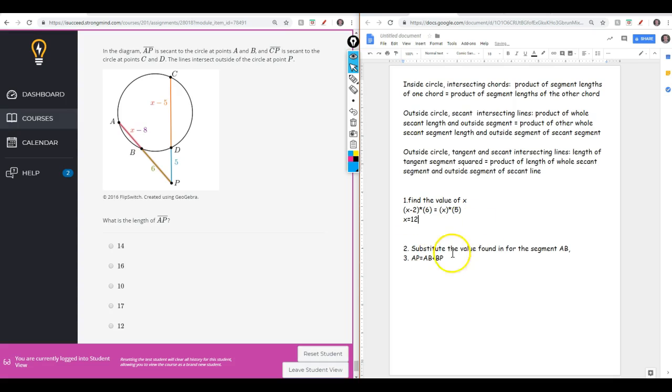And now step 2 is substitute the value found for x for segment AB. So segment AB equals x minus 8. So if I substitute what we found for x, which was 12, we have 12 minus 8, which equals 4. So now we know that AB equals 4. So now again we can substitute that in. So AB is 4, BP is 6. So this whole segment A to P is equal to 10.